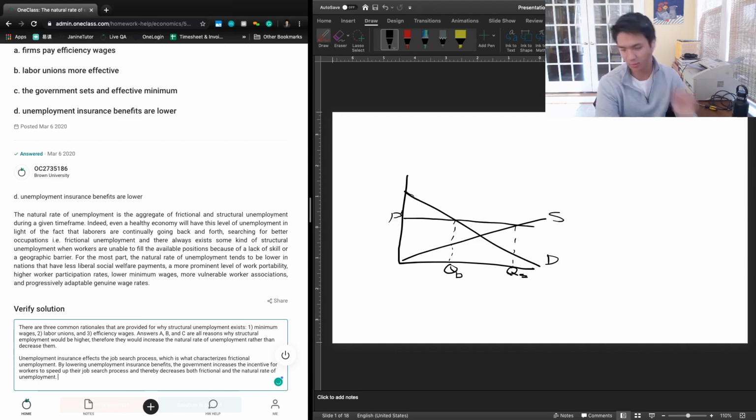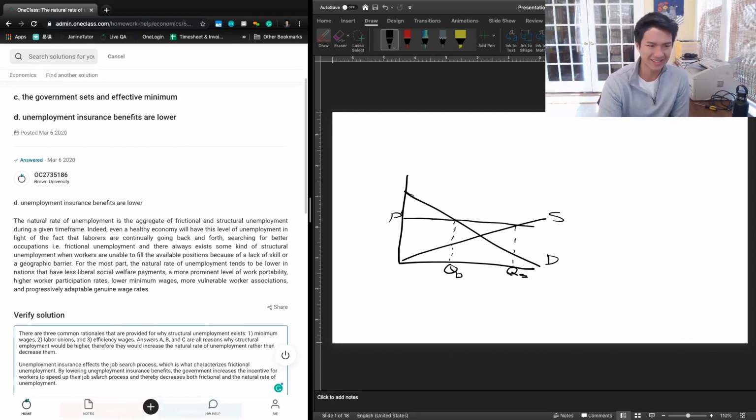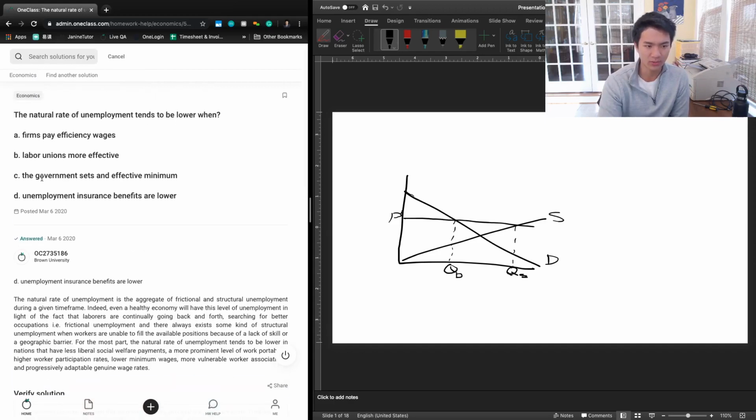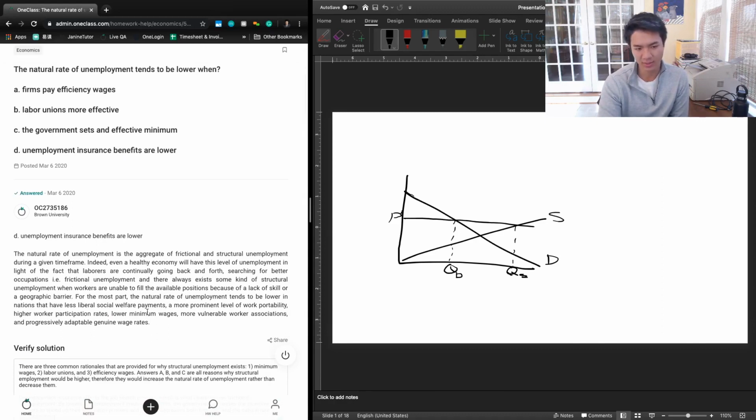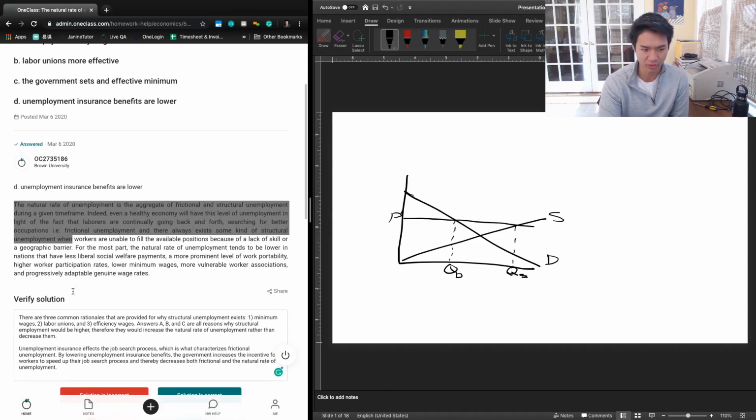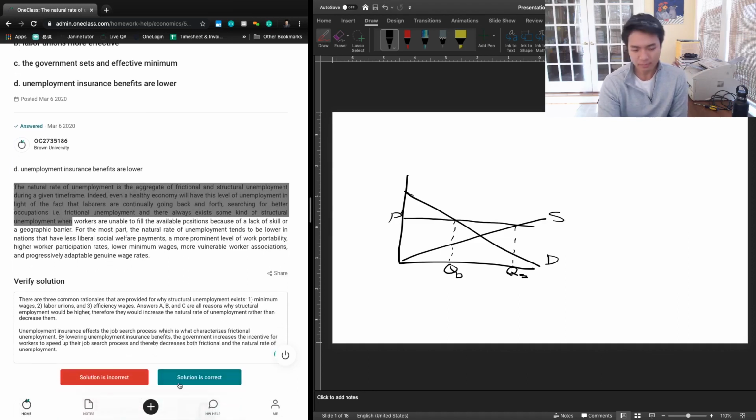So hopefully that makes a little bit more sense, going along the same line of thought that I explained when we were going through this question, clarifying exactly why each of these reasons might be wrong and why this reason is right. That way we can add that into this more general definition of frictional and structural unemployment. So the solution is correct, we're just clarifying some of the answers.